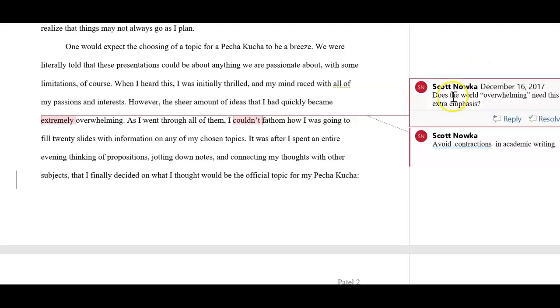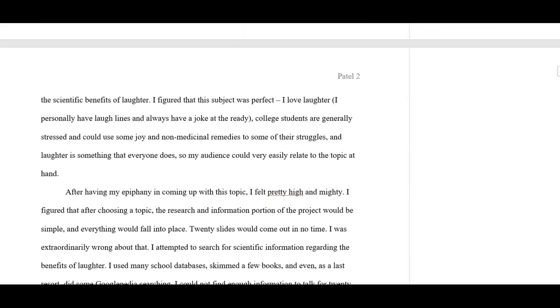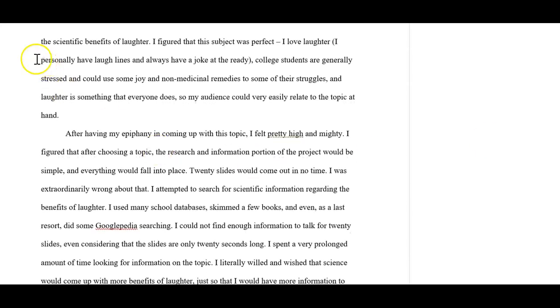So, after spending an entire evening thinking of propositions, jotting down notes, this person finally decided on what their topic would be, trying to decide on one that would be effective for the genre and for the audience. For the student, that was the scientific benefits of laughter. The person figured that the subject was perfect, that students are generally stressed, and people enjoy laughter, so this would be something that would be quite useful given the audience that she was working with.